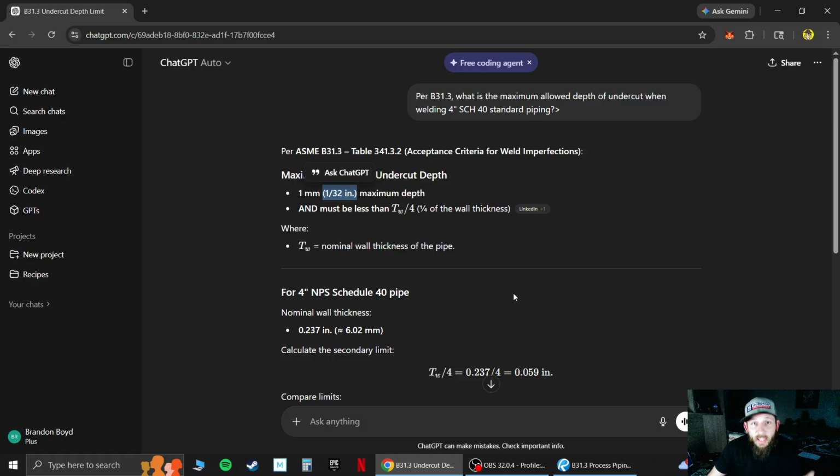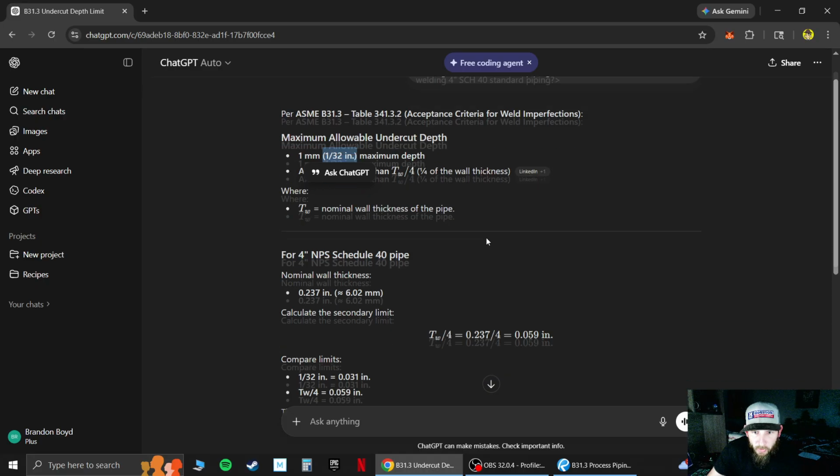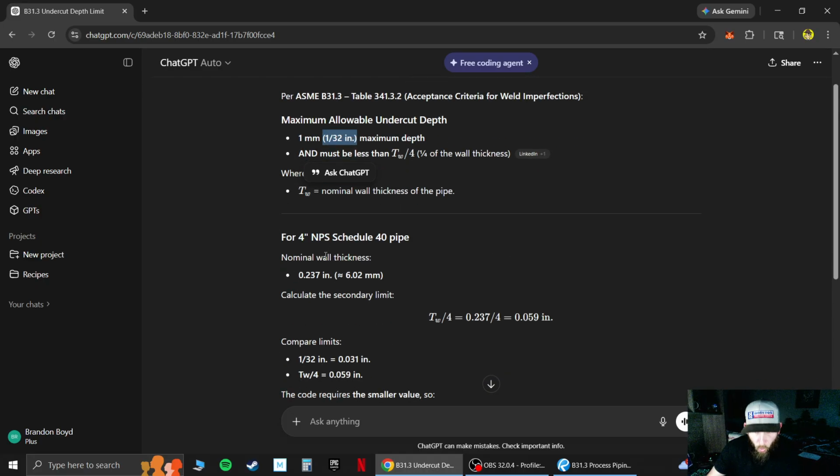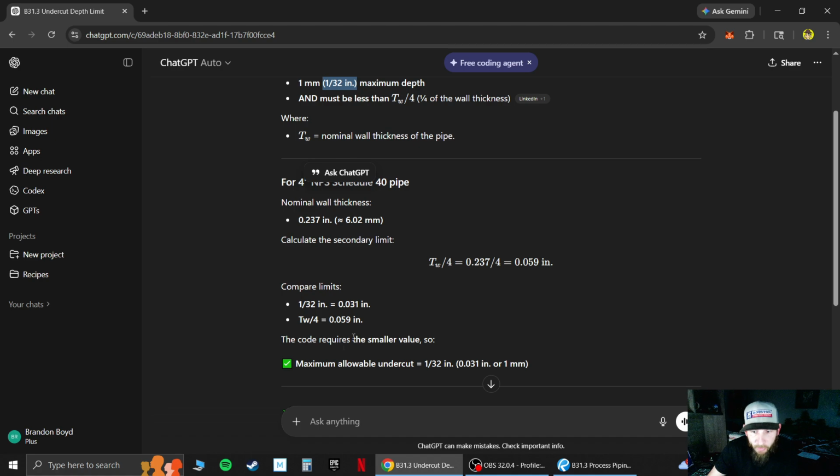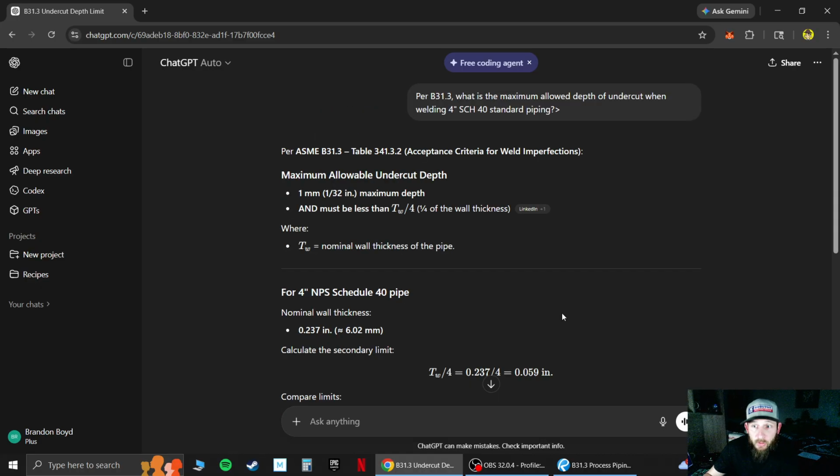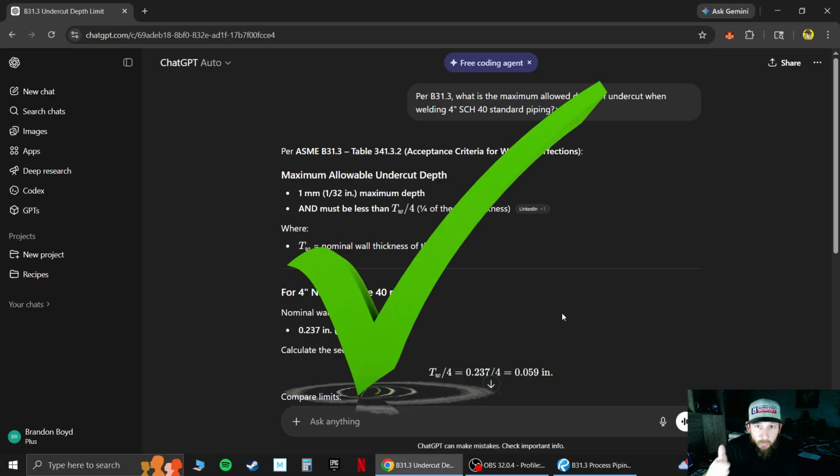So in this case, AI was correct. It gave us the right table. It told us that our undercut depth had a maximum of 1/32 of an inch. Scrolling down, it even shows us the wall thickness for our Schedule 40 pipe. It did the math for us, 0.059. It compared the limits, and it went all the way to giving you the max allowable undercut, which is great. So for this specific question, ChatGPT was correct.